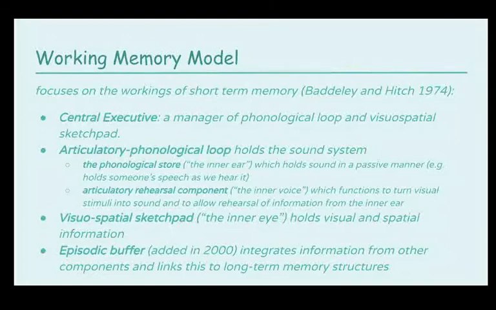The phonological loop is the one that holds the sound system. It is divided into two types. The first is the phonological store, known as the inner ear. This one usually holds sound in a passive manner. An example of this is that it holds people's speech as we hear it. The other one is the articulatory rehearsal component. It's basically your inner voice, and its function is to turn visual stimuli into sound and allow rehearsal of information from the inner ear.